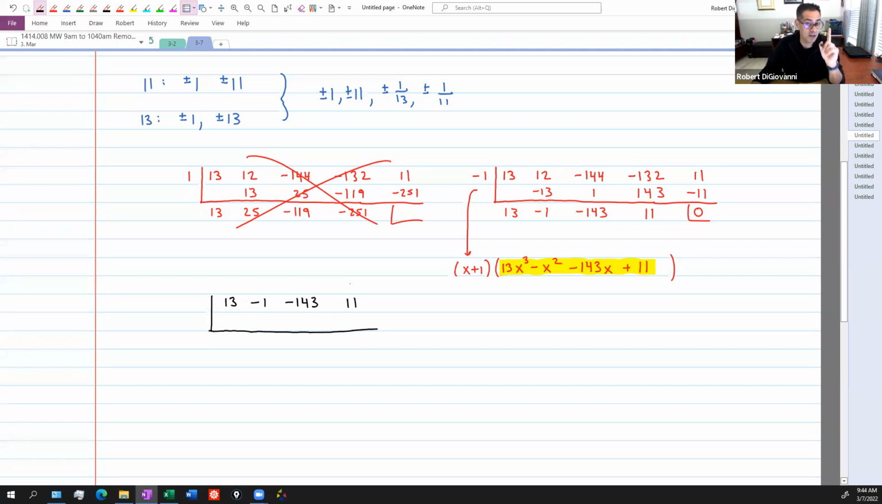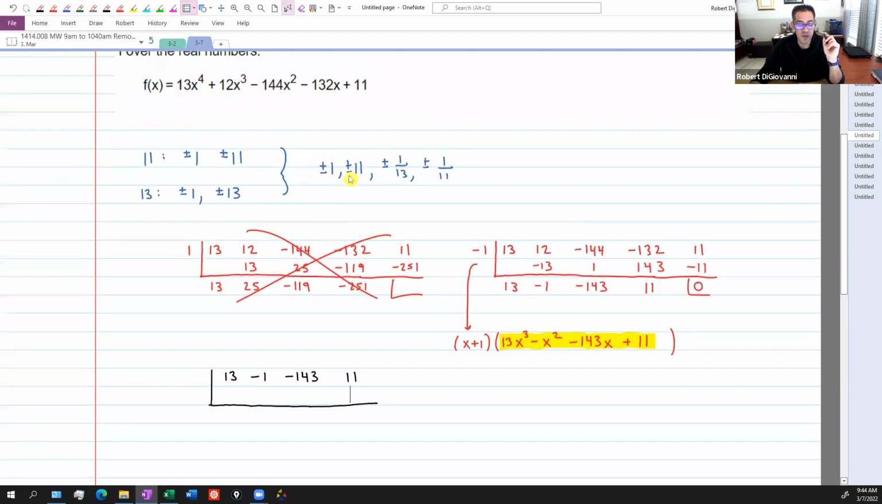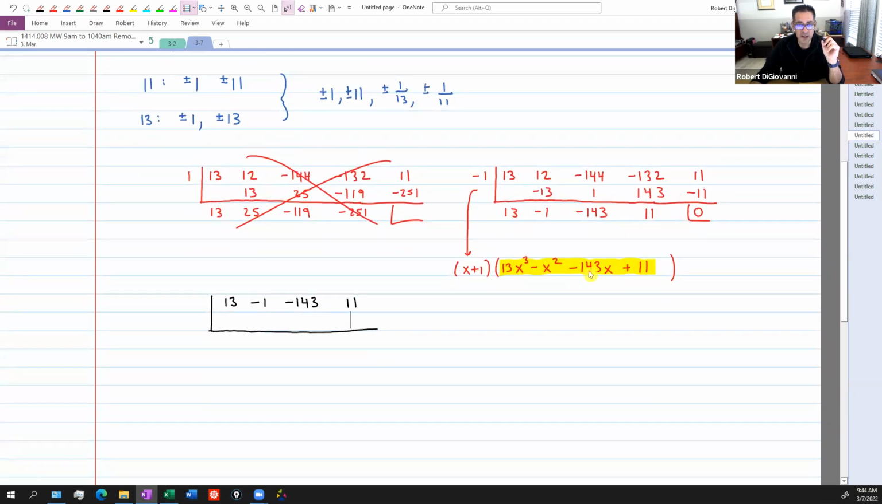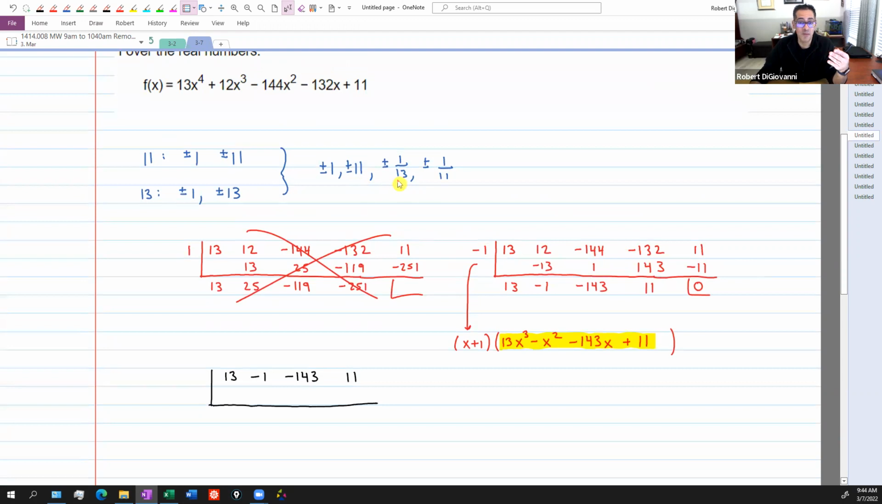And here's the nice thing. You can just continue using the same list of numbers. If this yellow one breaks down, the list that we would have to create for this is identical to the list that we started with. And so we continue using this list. 1 didn't work, so 1's not going to work here either. And then we use negative 1 and it did work, right?